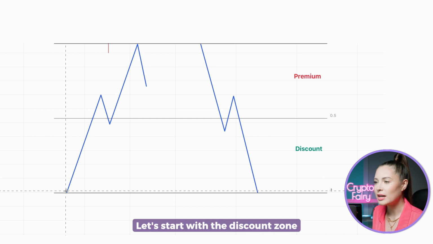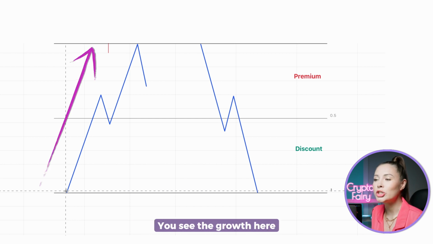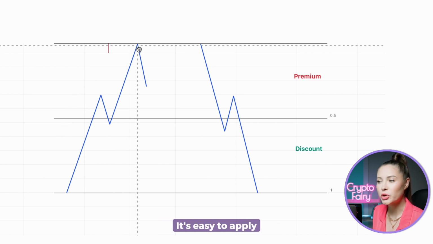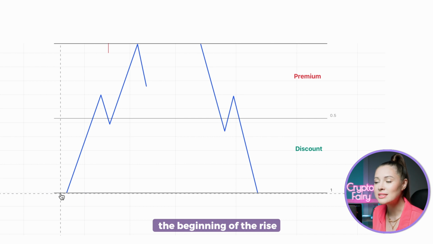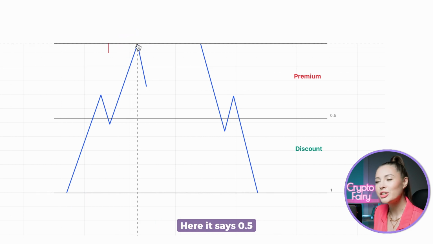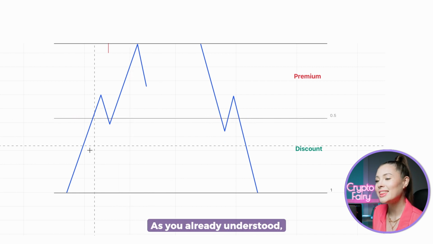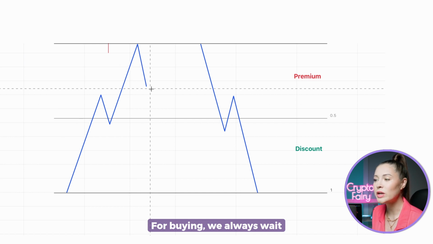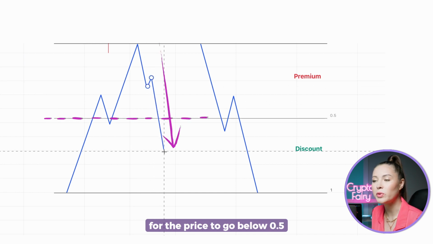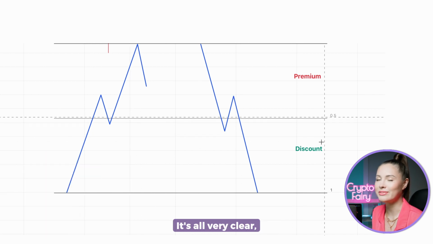Let's start with the discount zone. We use this zone when we want to buy. You see the growth here. It's easy to apply the Fibonacci grid to it. We stretch the grid from the beginning of the rise to its completion. Here it says 0.5. As you already understood, this represents the midpoint of the impulse. For buying, we always wait for the price to go below 0.5. This is the discount zone. It's all very clear, as you see.